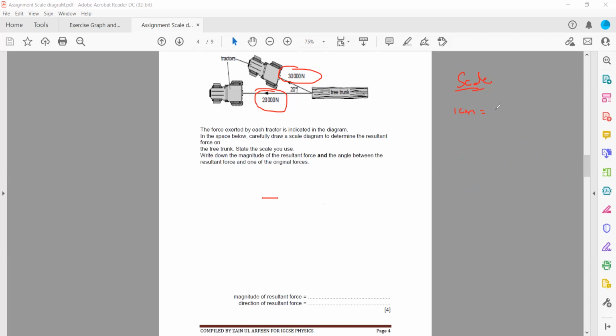So what I can do, for example, is select 1 centimeter equals 5,000 Newton. Then 20,000 Newton will be 4 centimeter, and 30,000 Newton will be 6 centimeter. Why did I not choose 1 centimeter equals 10,000 Newton? The only reason is that 20,000 Newton would then be 2 centimeter, which is a very small line to draw, so it won't be accurate.